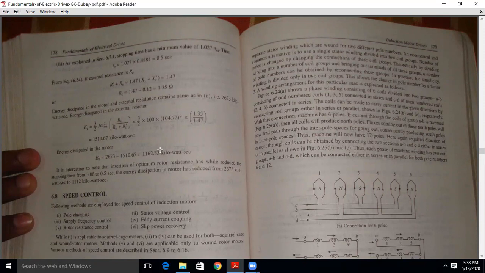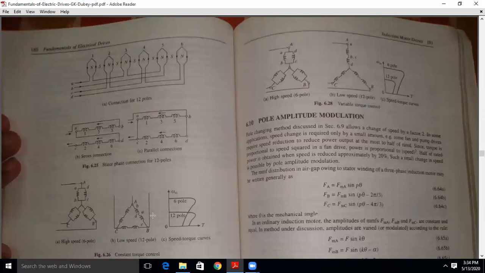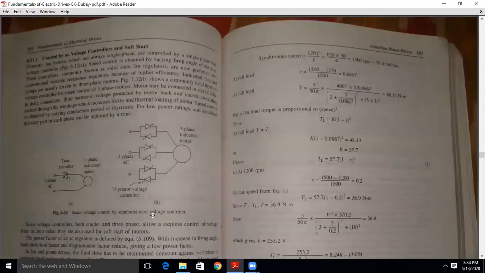This example was asked in previous question papers. Now we will see some more examples based on speed control of the induction motor. In this we have seen many speed control techniques. The very important one is stator voltage control, that is, variable frequency, variable voltage control. So let's solve one more example on speed control.